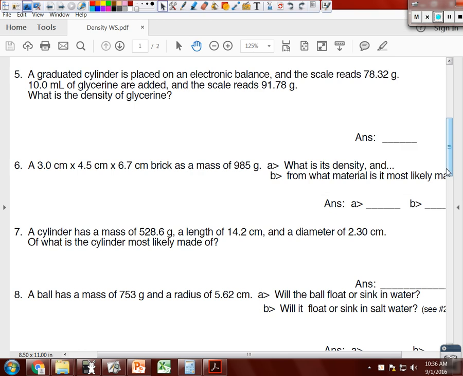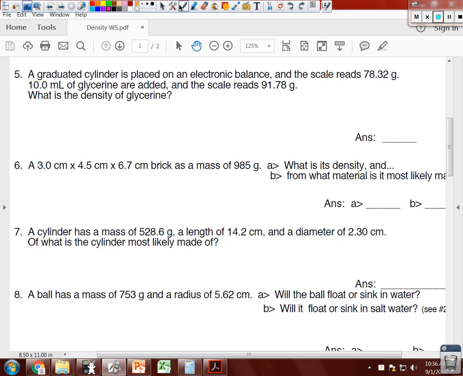All right, so yesterday we stopped with number 5, so let's go back and look at it. I think you all had enough time to look at it to see if you could figure it out. It says a graduated cylinder is placed on an electric balance, and the scale reads 78.32 grams. 10 milliliters of glycerin are added, and then the scale reads 91.78 grams. What is the density of glycerin?